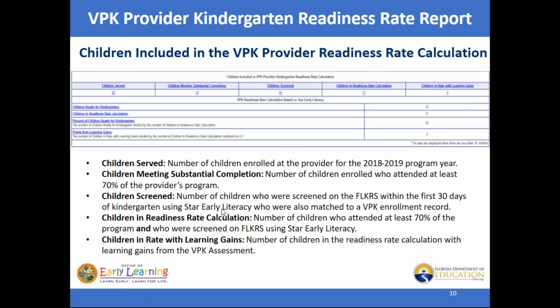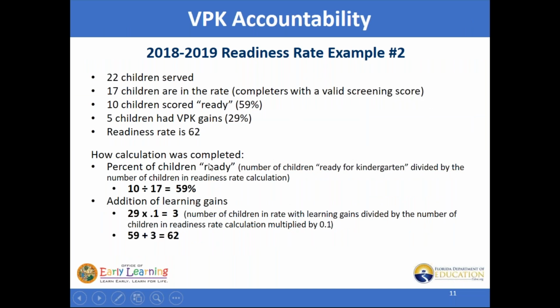This is the same data here, but just focusing on that middle column. Again, 10 into 17, 59, add the learning gains, total score of 62. Okay. We'll move on to the next screen. And this takes that same data and breaks it out with bigger numbers that we can all read. So we're going to pause on this screen just to let people review that.